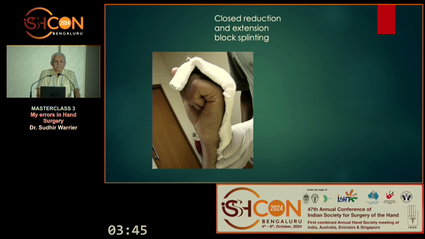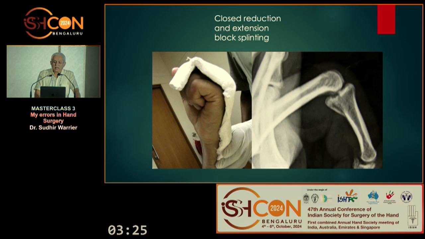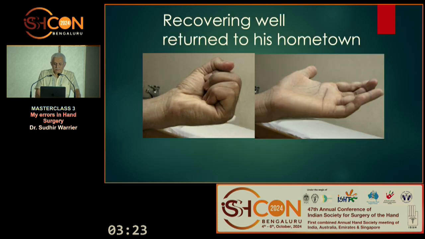So he went back to his town, and I told him, you need to keep this on for so long, and then you need to do this, and then you need to do this. So we gave him a protocol, and he went back. His physiotherapist looks at the position of his finger, and this guy is a finger spinner, and he says, you know what, you're going to be stuck in flexion, you're going to have a flexion deformity, so you need to extend. So he extended him, and this is when I sent him away.